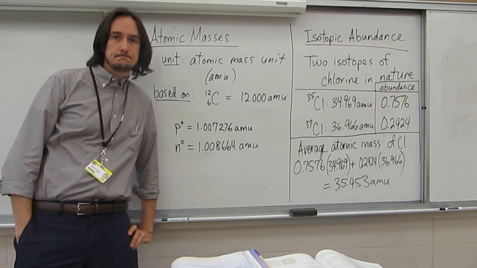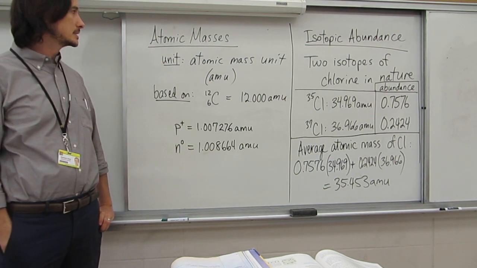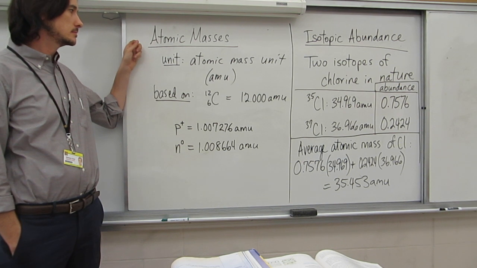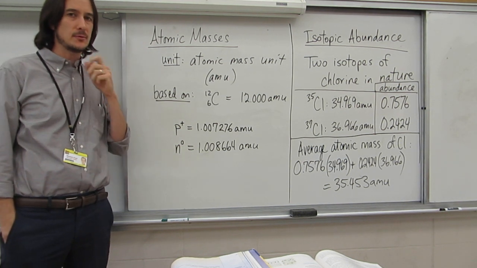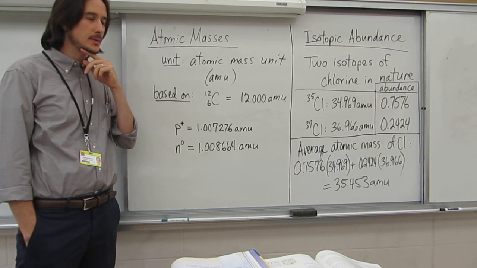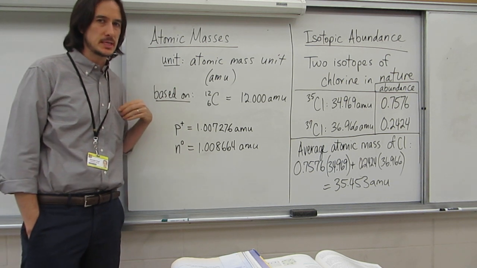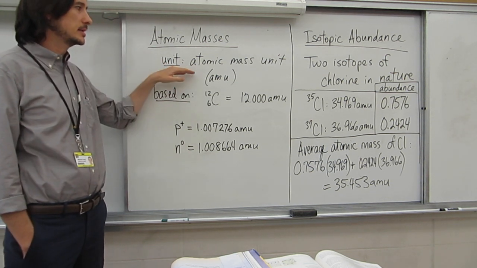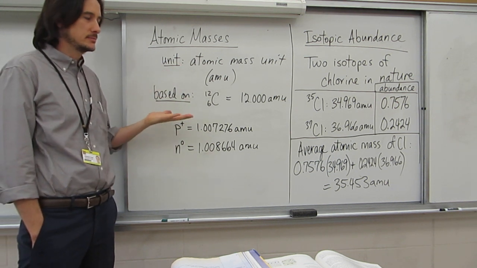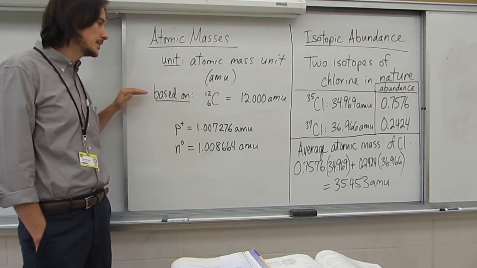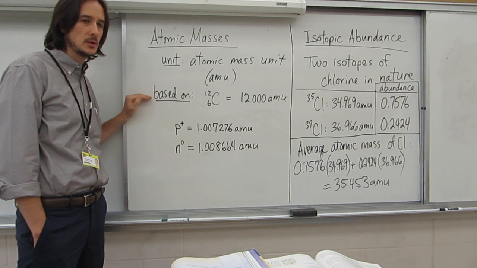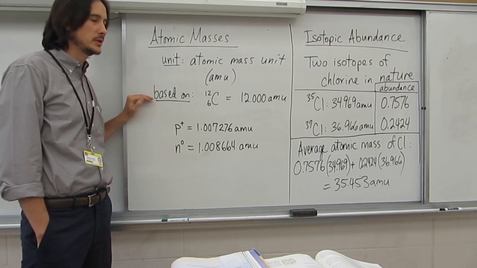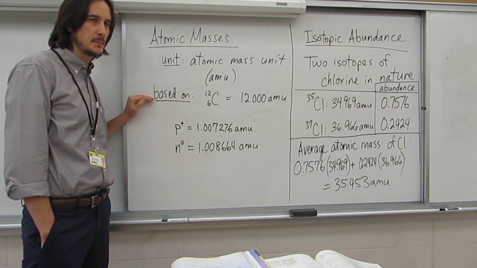So just a little bit about atomic masses. You're going to see average atomic masses on the periodic table. Those are the numbers with all the decimal points. The unit for atomic masses is the atomic mass unit. Sounds pretty normal. This is based on carbon-12 being 12.000 atomic mass units.